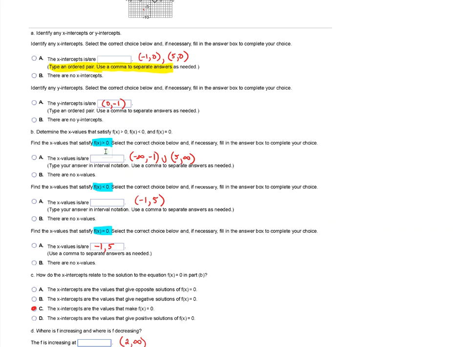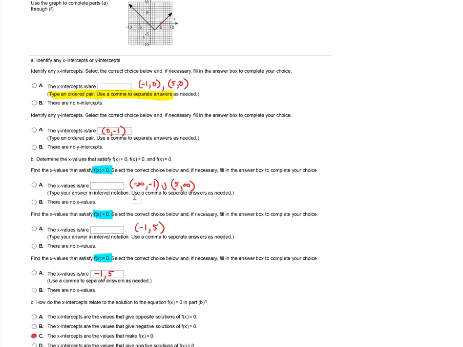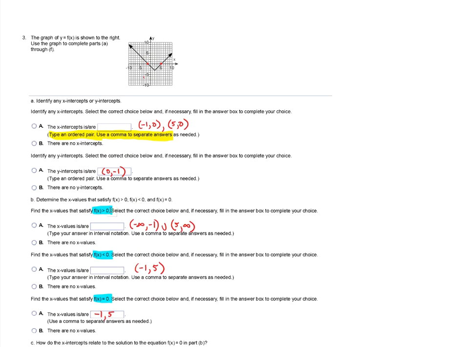Determine the x values for where f of x is greater than 0, less than 0, or equal to 0. That means where is it above the x-axis, where is it below, and where do you hit the x-axis. So a greater than would be from negative infinity up to negative 1. That's that piece. And then from 5 to infinity. So if we think about that, put some highlight. So we're here and we're here. That's where it's greater than 0.